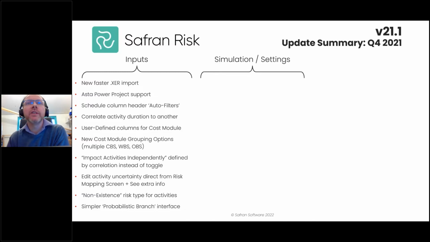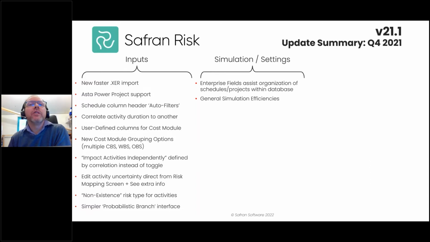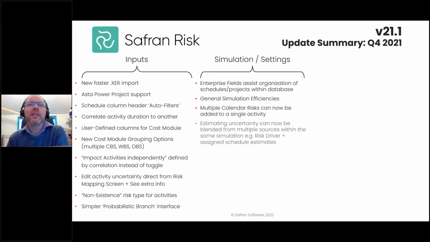With regard to simulation and general settings, you can now assign enterprise fields to assist the organization of your schedules and projects within the database, because you might have hundreds of these things building up. So that's helpful. General simulation efficiencies have been achieved, so it runs faster. Multiple calendar risks can now be added to a single activity. And estimating uncertainty can now be blended from multiple sources within that same simulation.